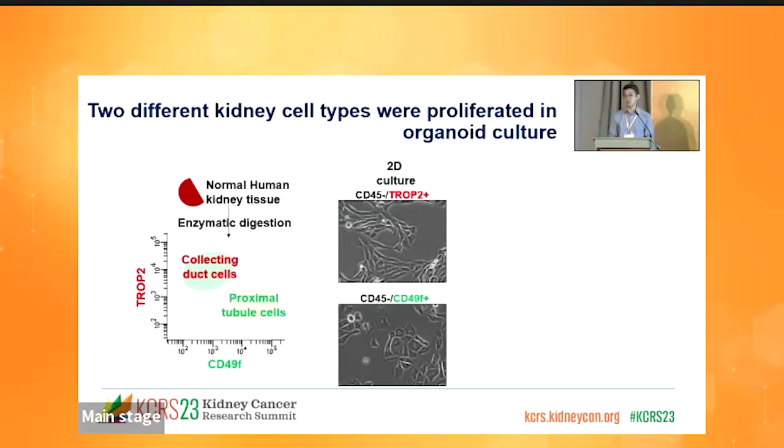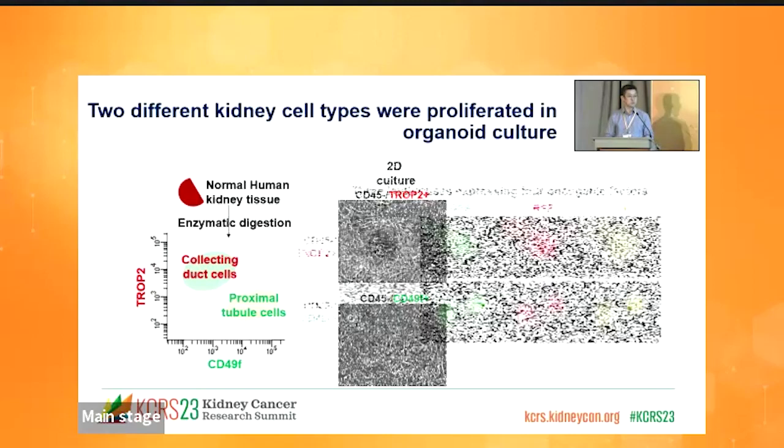We chop it and do enzymatic digestion, and then use the FACS machine, and we isolate the collecting duct and then proximal tubule. After isolating, we put it in 2D culture. We want to confirm that we actually isolated the 2 different cell types. And then we confirm these 2 different cell types have different growth rates. They also have different cell morphology.